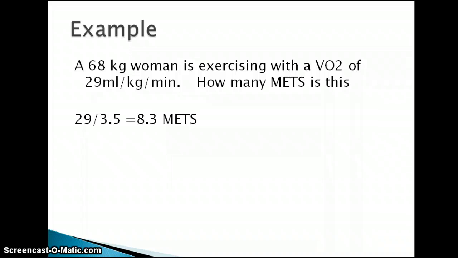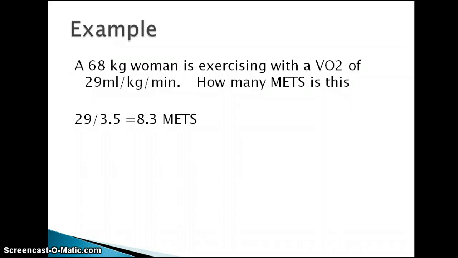8.3 METs. So we also know that she is doing 8.3 times 1 MET. Well, 1 MET is 68 calories, so 8.3 times 68. So she's exercising at a VO2, that's a volume of oxygen, of 29 milliliters per kilogram per minute.